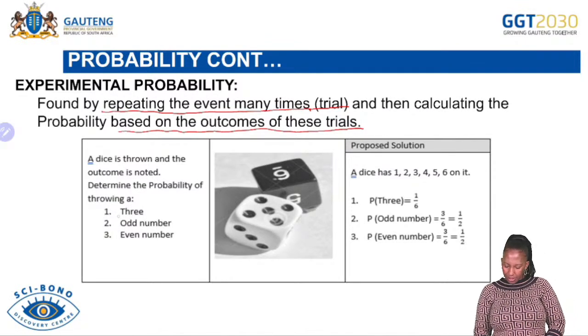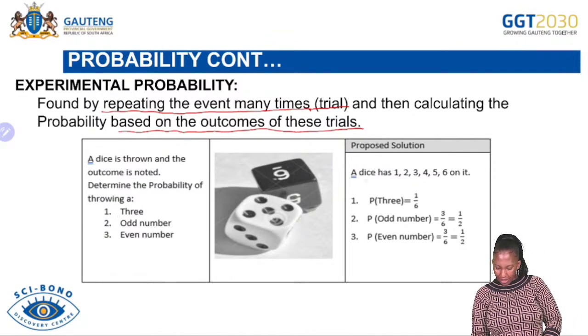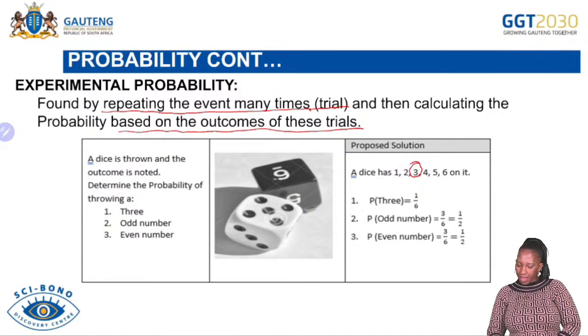Now look at this. They are telling us that a dice has 1, 2, 3, 4, 5, 6 on it. And then the probability of getting a 3 is only 1 out of 6, because as you can see, there is only one 3. And then they ask you the probability of getting an odd number.